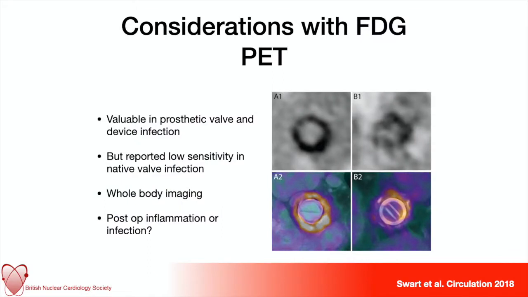PET with FDG as the radiotracer is valuable in prosthetic valve infection and device infection. It's got a reported low sensitivity in native valve infection, offers whole body imaging as we demonstrated, but the rider here is: is this post-operative expected inflammation, or is this truly infection?